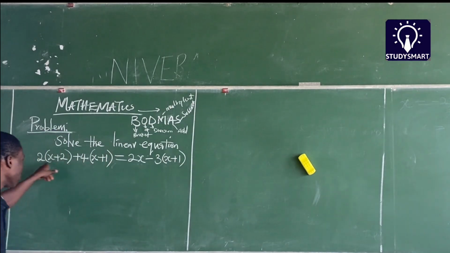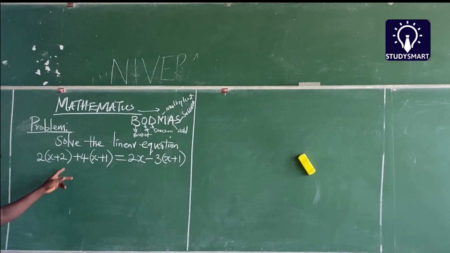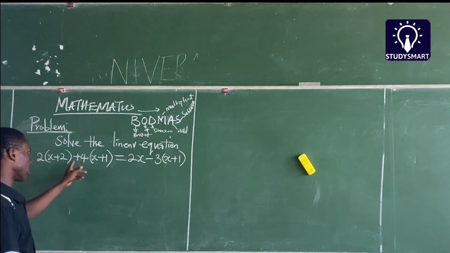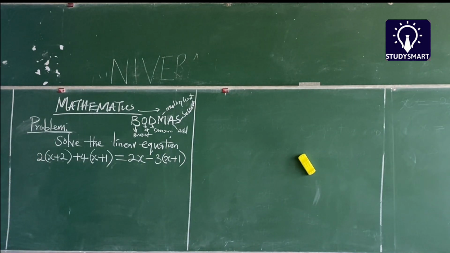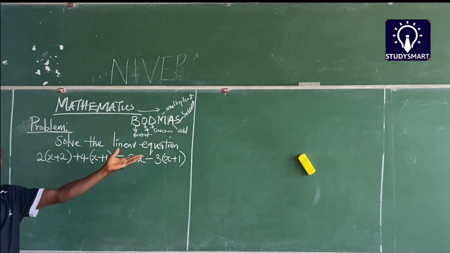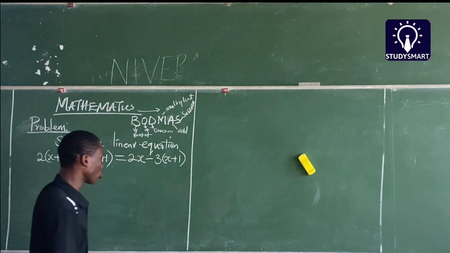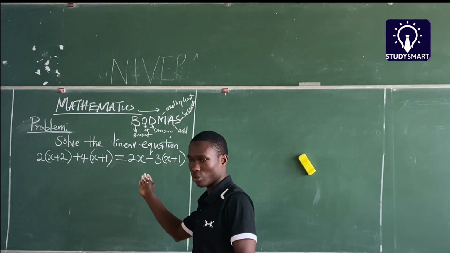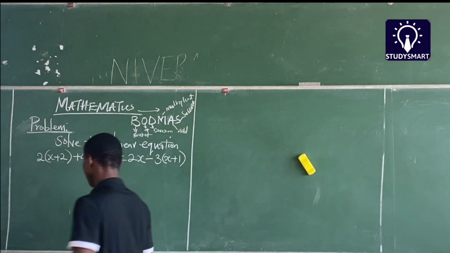So in this case here, we have this problem, and as you can see, we have only two signs, minus and then plus. So we are going to be solving this problem. The first thing you are going to do is to open up the brackets in this question.